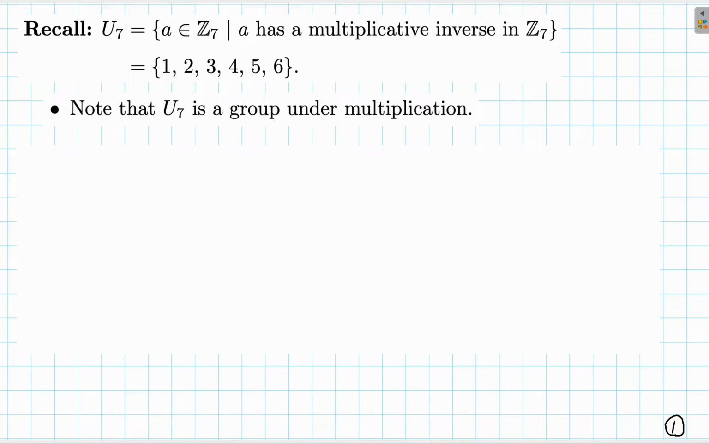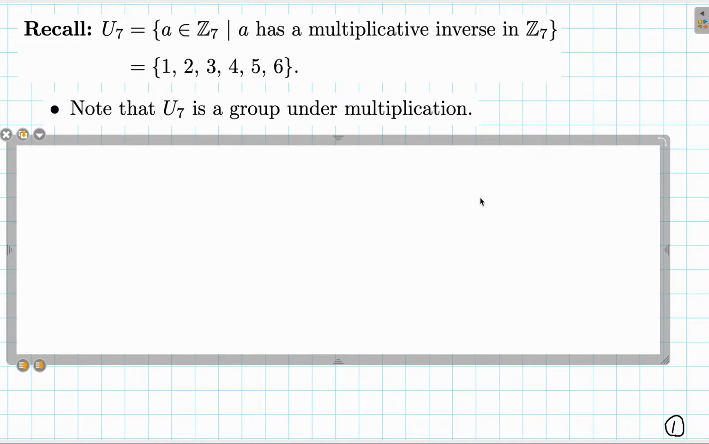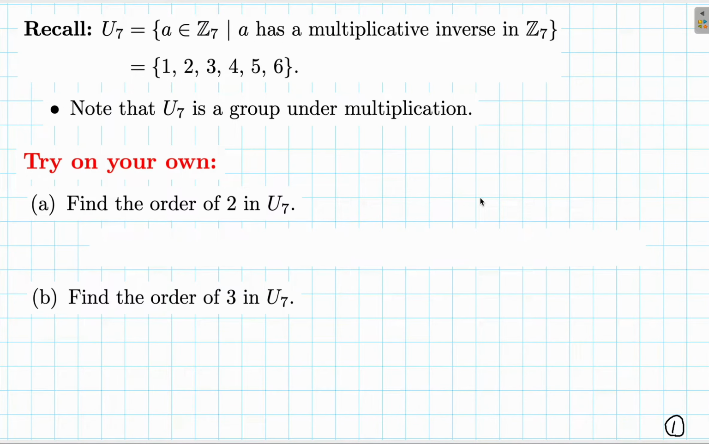So let's start with an example. We'll consider the group U7, which contains elements of Z7 with multiplicative inverses. And they happen to be all the elements except 0, so 1 through 6. And we recall that U7 is a group under multiplication. And so as our first task, please pause the video for a moment and try these two questions. Find the order of element 2 in U7 and find the order of element 3 in U7.